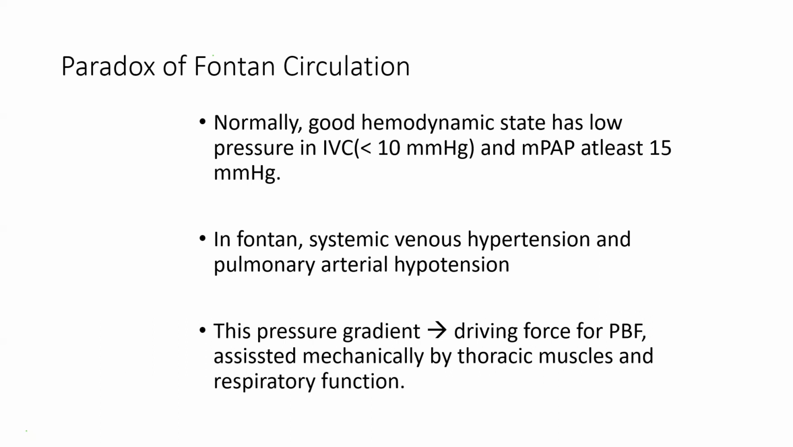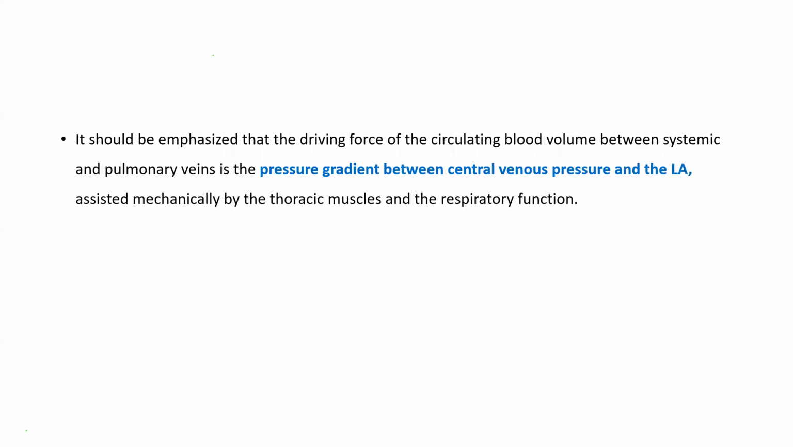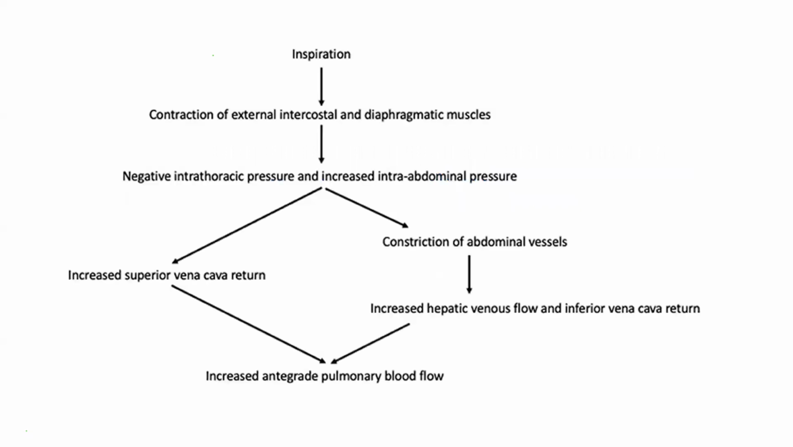So it should be emphasized that the driving force for circulating blood volume between the systemic and pulmonary vein is the pressure gradient between the central venous pressure and the LA, assisted mechanically by thoracic muscle and respiratory function. Same thing as in the previous slide. It's the pressure gradient between the central venous pressure and the LA which drives the blood from the systemic vein to the PA. So this is a flow diagram of how it happens.